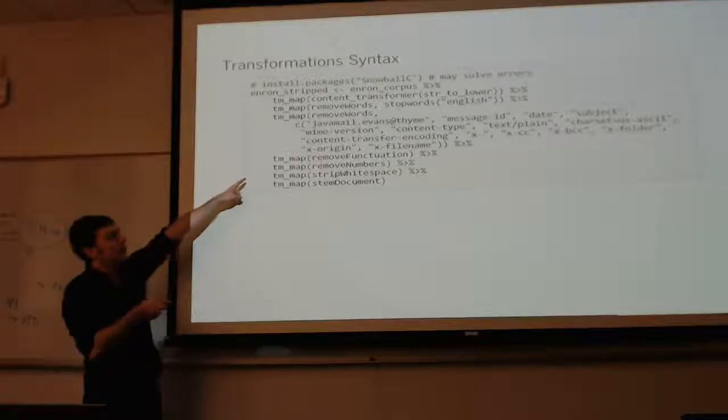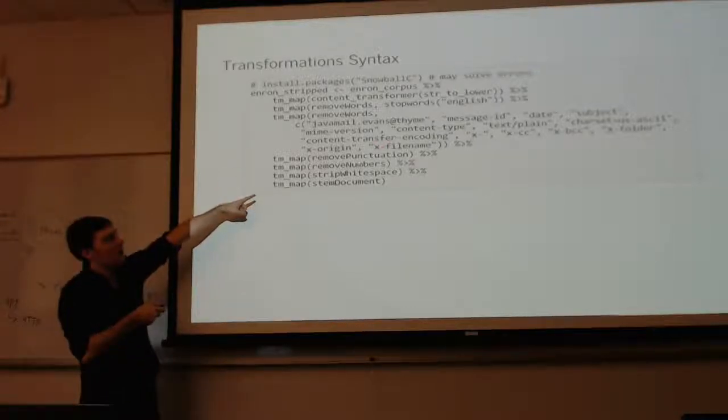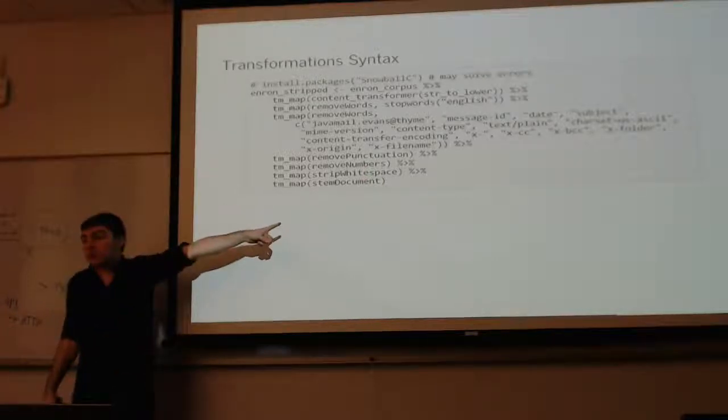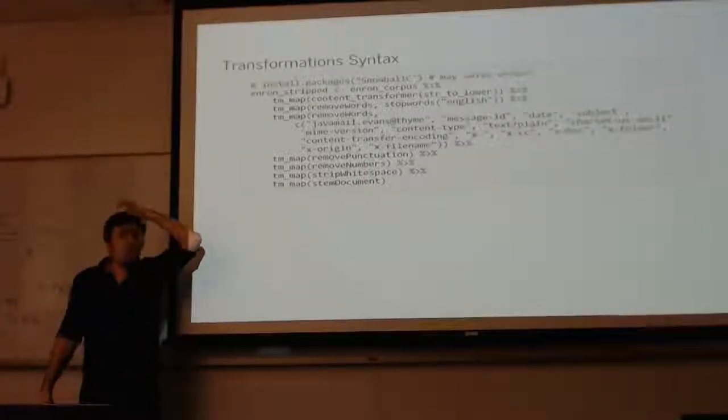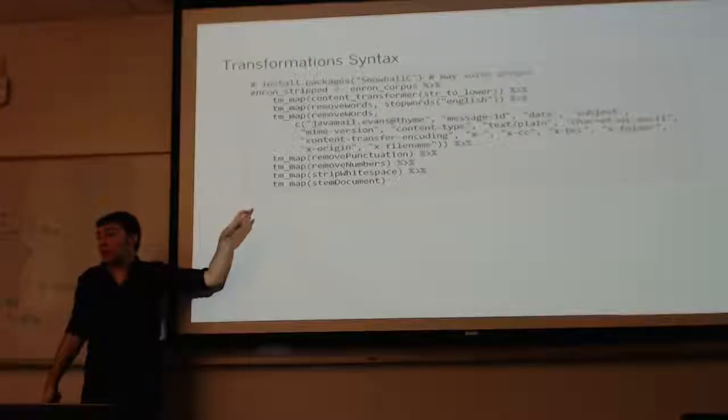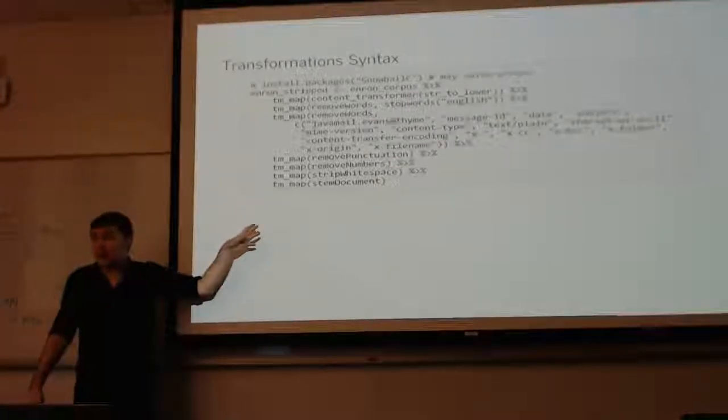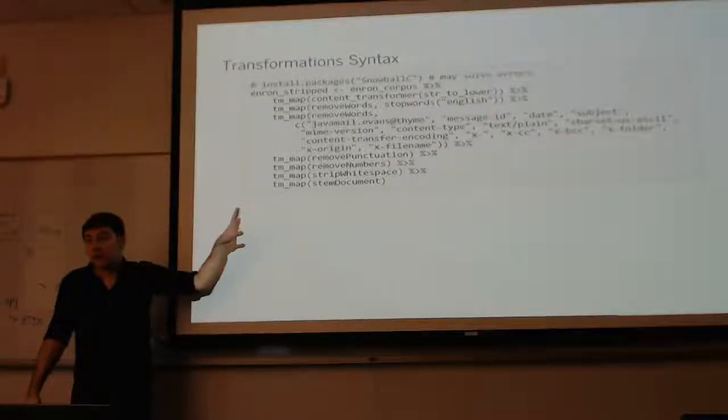Then I'm going to remove punctuation. I'm going to remove numbers. I'm going to strip all the white space. And then I'm going to stem the document, so take them down to those stem words. Normally, this is the order you would perform these operations in, at least according to the different text mining tutorials and things that I read.